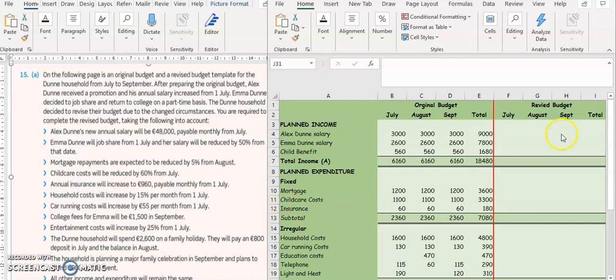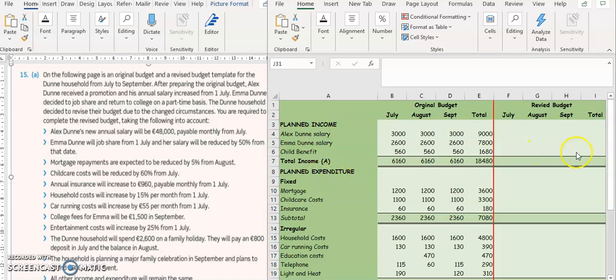Okay, so let's have a look at the revised budget section. A revised budget is where you look back at your original budget and there might be changes in your circumstances, or things might change. So you need to revise or change your original expense or your original income that you have in your original budget.